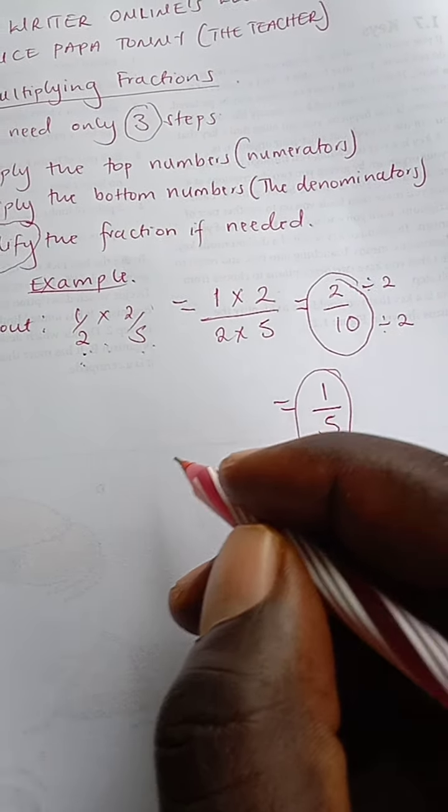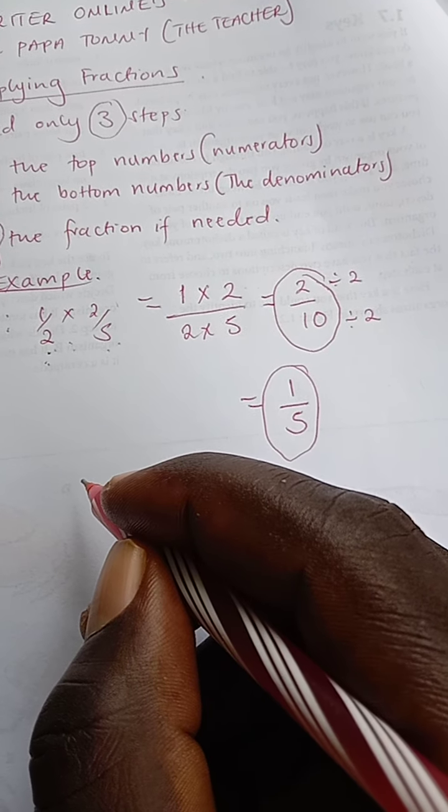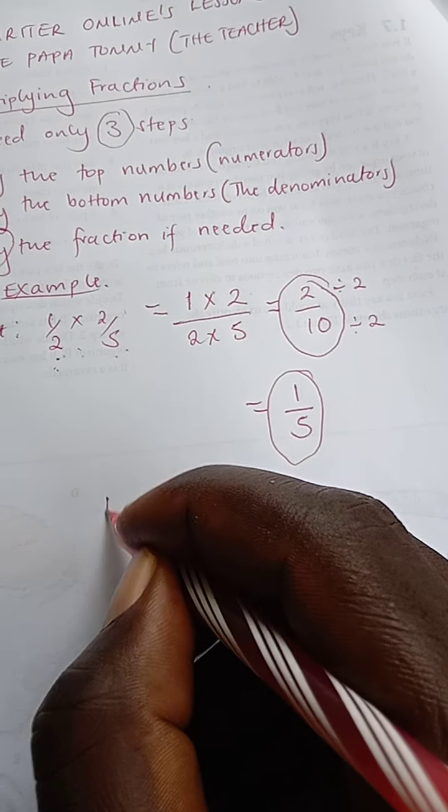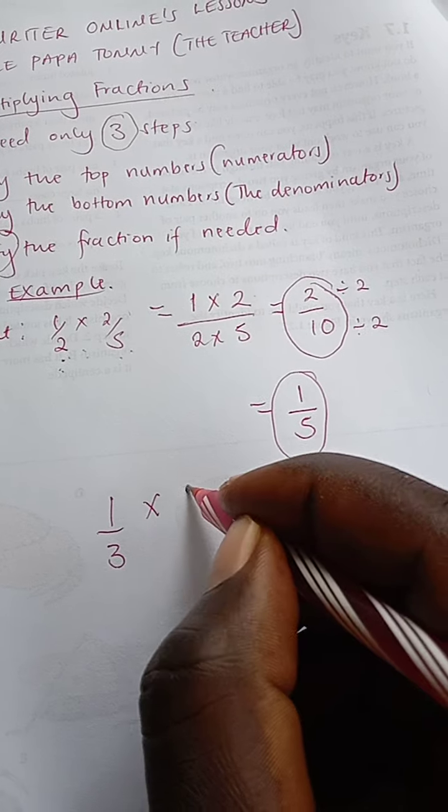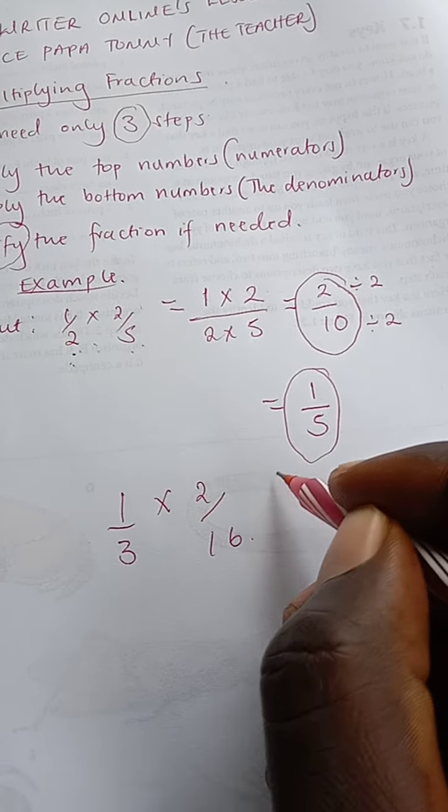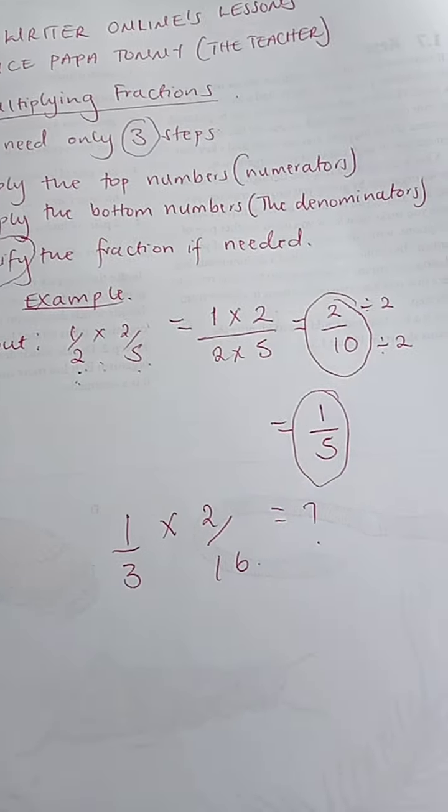If you want to try it out, you can try out this one: 1 over 3 times 2 over 16. Try it out and see what you will get.